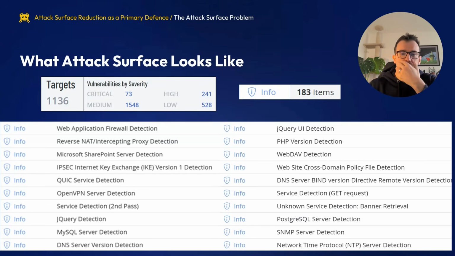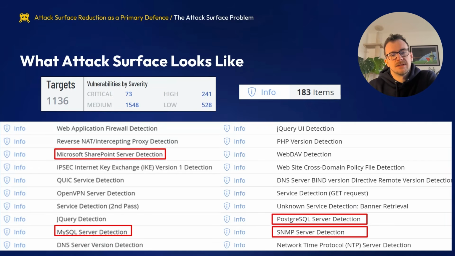But when we dig a little bit further into these 183 informationals, we find that some of them are actually a little bit more interesting and perhaps shouldn't be an informational at all. So the obvious one there is Microsoft SharePoint server detection. So this could be why some of those organizations, some of those thousands with SharePoint on the internet, have it on the internet because it's hidden in their informational scan results, and perhaps they never review their informationals.